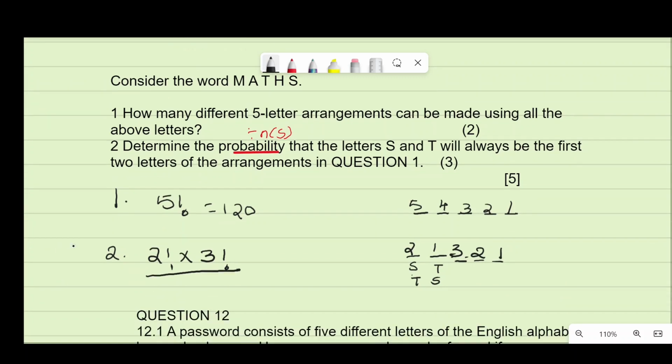So the denominator here is going to be 5 factorial without any restrictions, because you are finding the probability this time. So there must be a division by the total possible outcomes in the whole sample space. That means without any restrictions. So the final answer here is going to be 1/10. Okay, probability is not that difficult, just remember it's going to be a fraction.